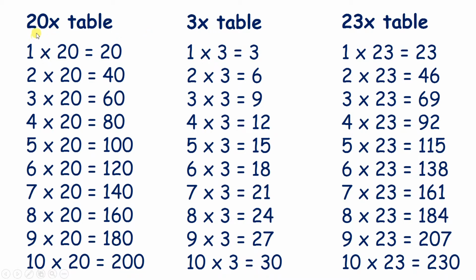So if you have your 20 times table and you add your 3 times table, you get your 23 times table, because 23 can be partitioned into 20 and 3. So to answer 5 times 23, we found 5 times 20, then added 5 times 3 to get 5 times 23.